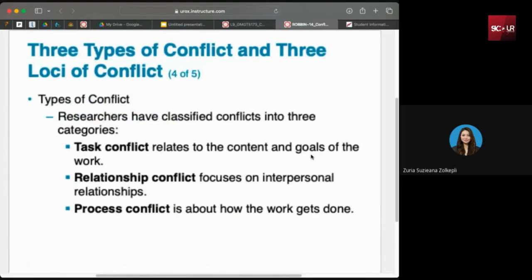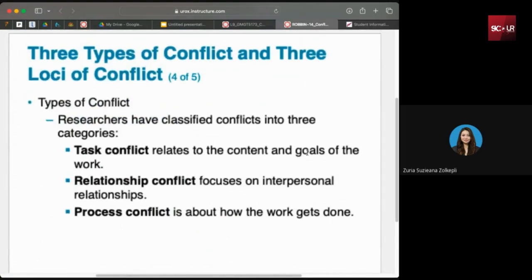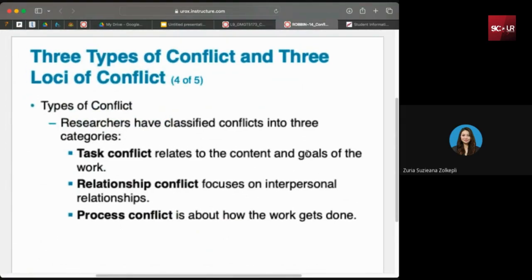So we have three types of conflict. Ini teori sahaja, to help you to identify in a workplace if you encounter a conflict, so you know this is actually referring to which type of conflict. So we have a task conflict. The first one is task conflict. Task conflict means that related to the content and goals of the work. Okay, this one is about your task.